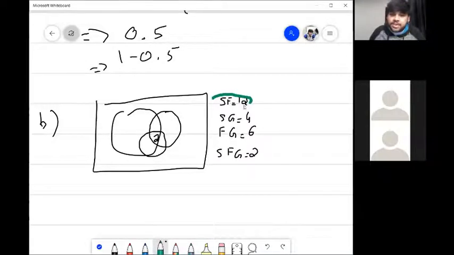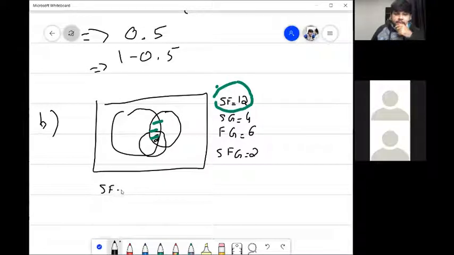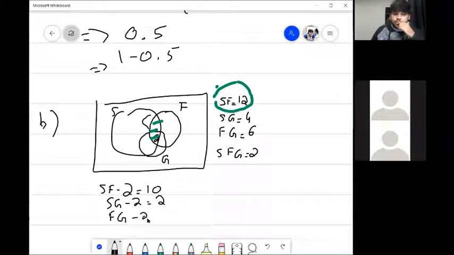So in terms of diagram notation, if I denote SF as green, this is basically this bit, right? So that has the intersection bit. I need to take that out. One thing I can do is SF minus 2, which is the intersection, is basically 10. And that gives me just this bit, the bit that has an intersection with S and F, but doesn't have any elements of G. Likewise, I'm going to do the same with FG and SG. So SG minus 2 will be 2, and FG minus 2 will be 4.